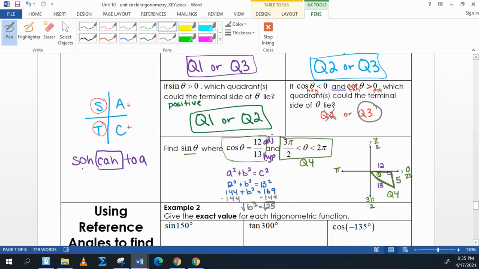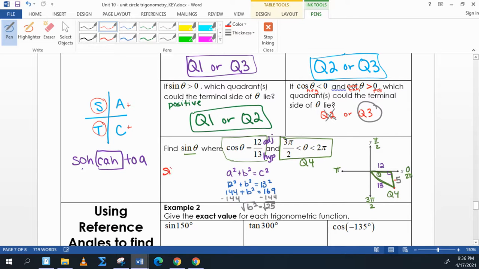Now notice this side of this triangle is 5, but because it's in quadrant 4, remember in quadrant 4, our y values are negative. So I'm going to write a negative by that 5 right there to remind me that my sine is going to be a negative number, because that y value goes down. This point is over 12, down 5, so my sine is going to be negative in quadrant 4.